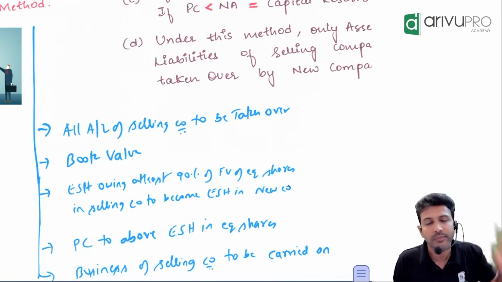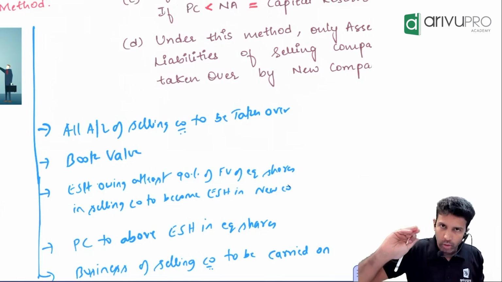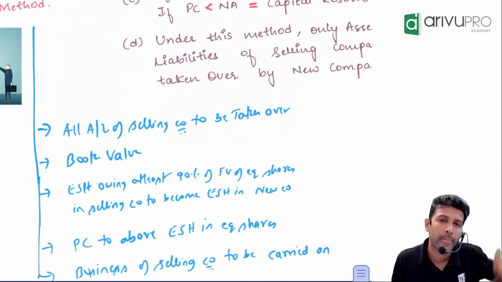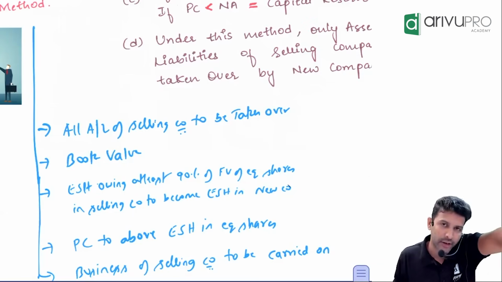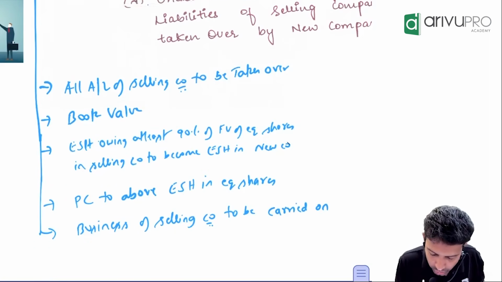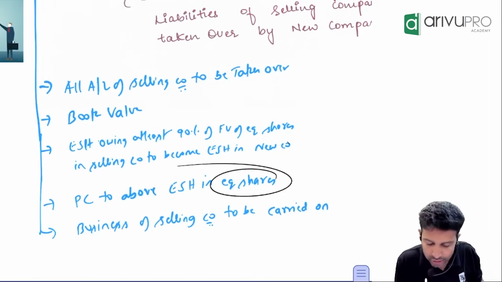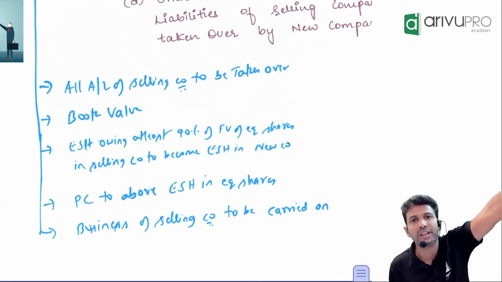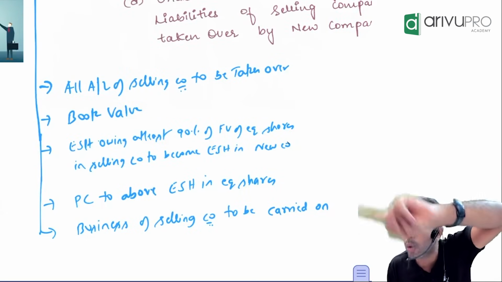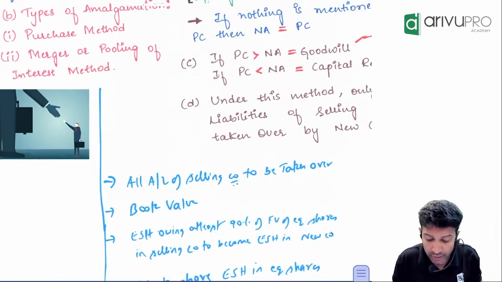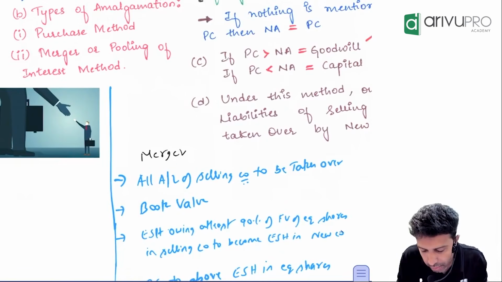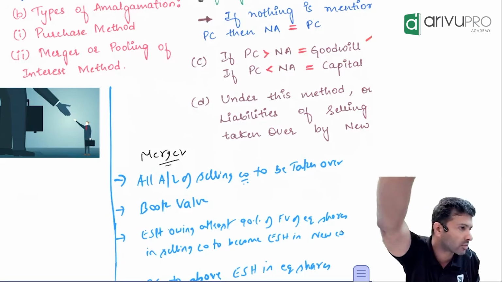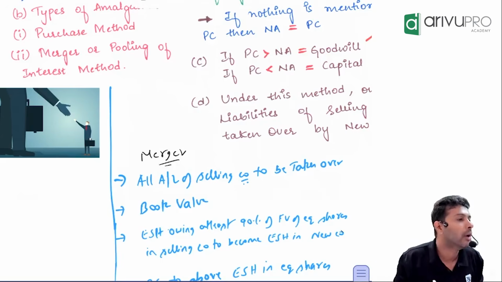Okay. Fourth one. You have to compensate the owners. Who are the owners of the selling company? Equity shareholders, preference shareholders. To the equity shareholders, you have to compensate only through equity shares. The compensation to the equity shareholders of the selling company has to be made only in equity shares. For it to be which method? For it to be merger method. If you are paying cash to the equity shareholders of the selling company, sorry, it will not become merger.